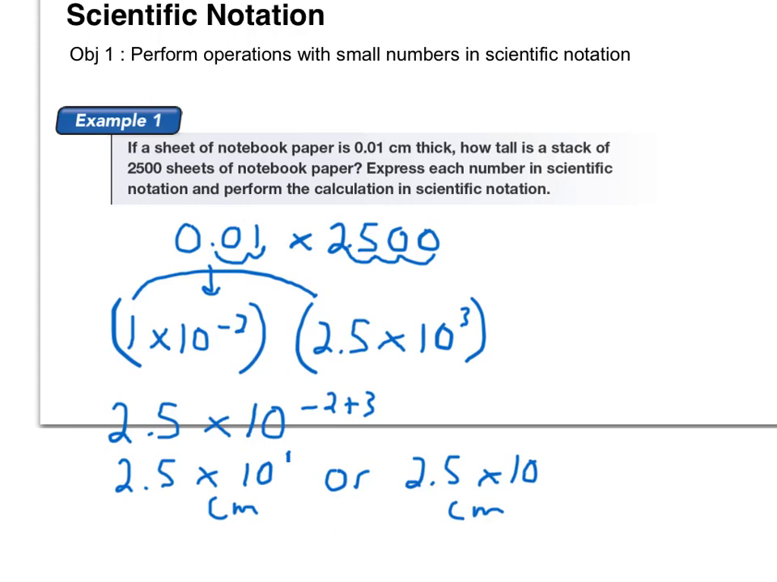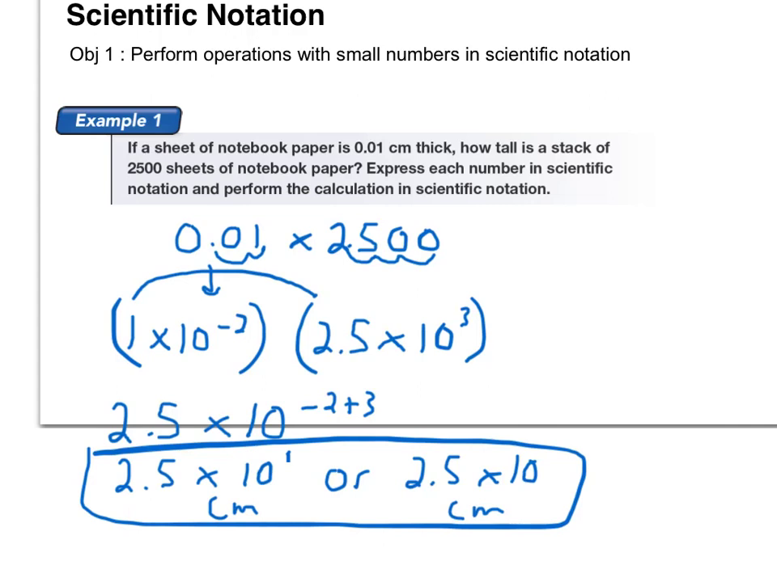So we can leave our answer in scientific notation for these. If we didn't want to leave it in scientific notation, then we could say 2.5 times 10 to the first. That's the same as 25 centimeters. But let's leave our answer in scientific notation for these purposes. Alright, now we're going to go on to the next slide. We're going to go through 4 more problems like these, and then we'll be done.